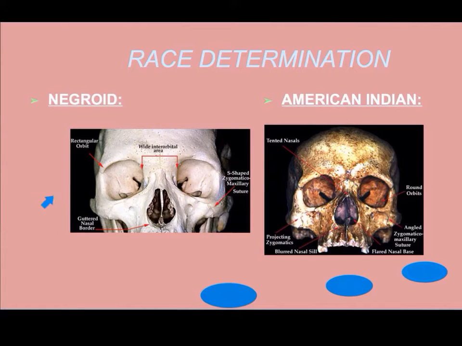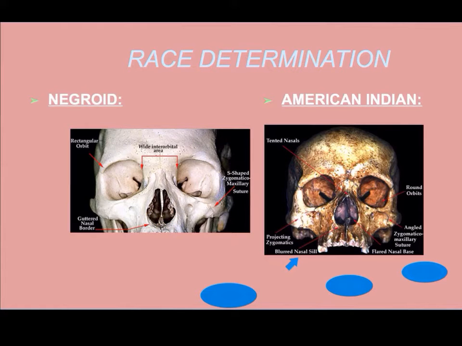Now here we have an African American. We've got that wider area here between our eye sockets. Also notice how the eye sockets are more of a rectangular shape. Also, you can look right there and you can see that guttered nasal border.